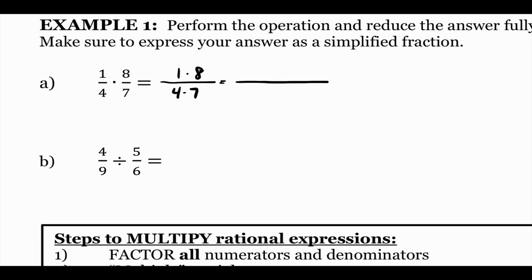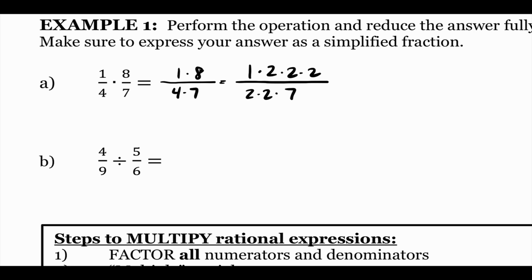So I'm going to break down everything on top and everything on bottom. So 1 is just 1. 8 breaks down, if I was to do the factor tree, right? The factor tree for 8, I would get 2 times 2 times 2, right? 4 times 2, and then 4 is 2 times 2. And on bottom, I would get 2 times 2 for 4. And then 7, if I was to do the factor tree for 7, I can't go any farther than 7. 7 is it.